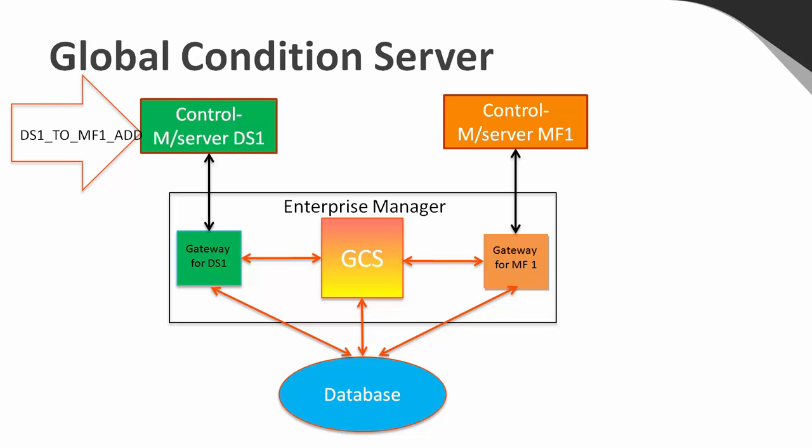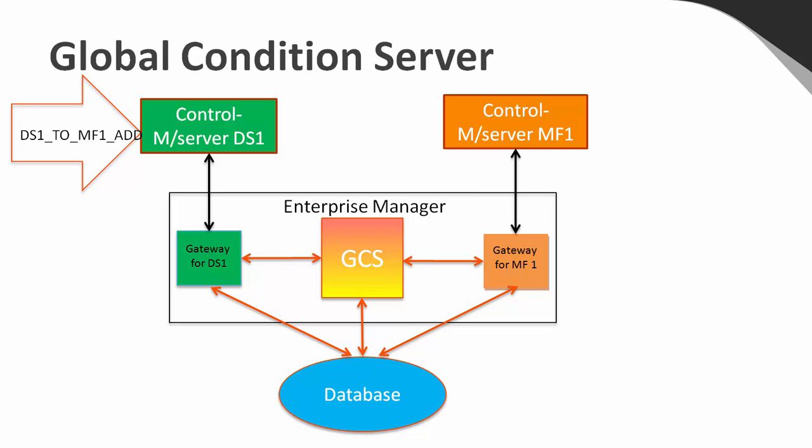So now let's take a look at how it all works. If a condition is created on control room server DS1, it doesn't matter how it was created, by a job, a utility, or through the GUI or GCS, the condition information is automatically sent to the gateway. The gateway will then write it to the database and then immediately send it to GCS.